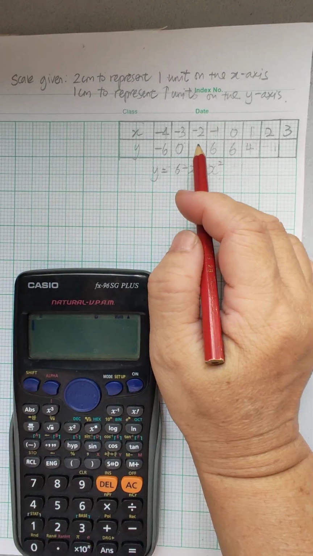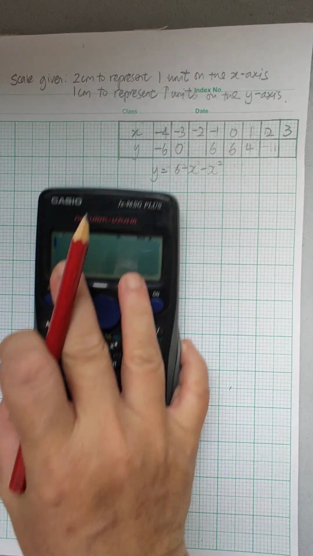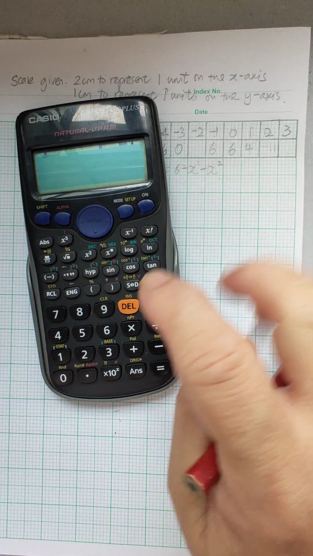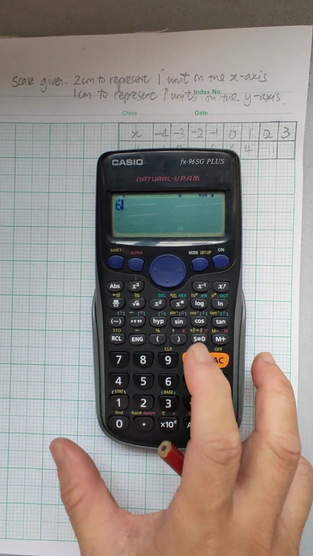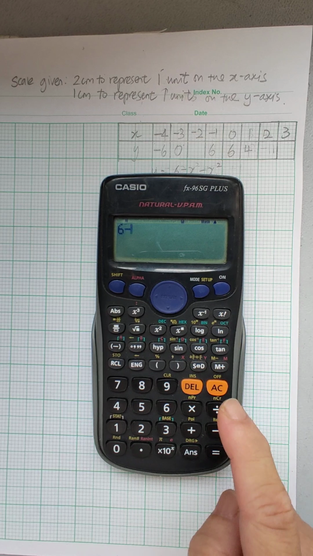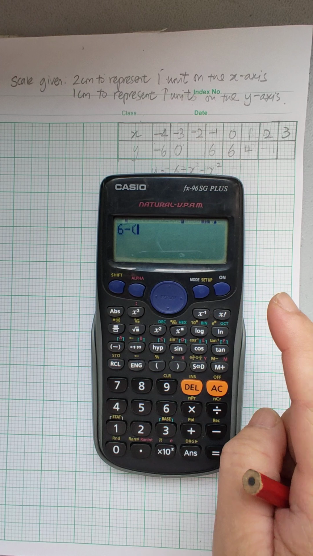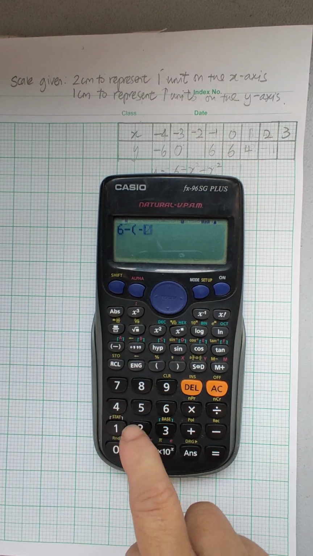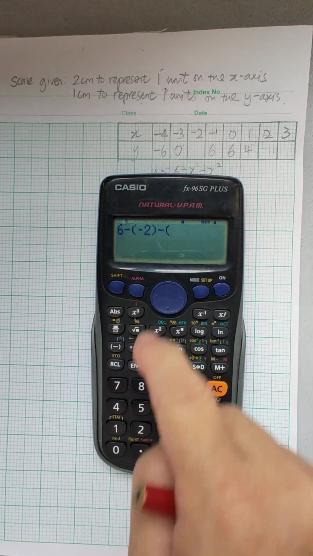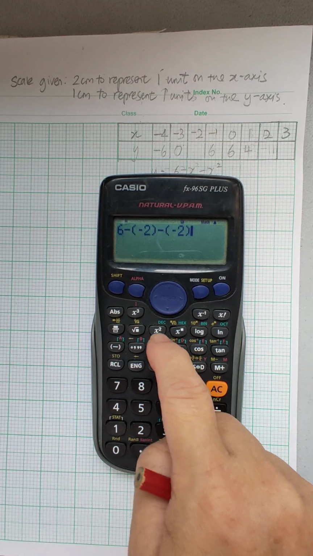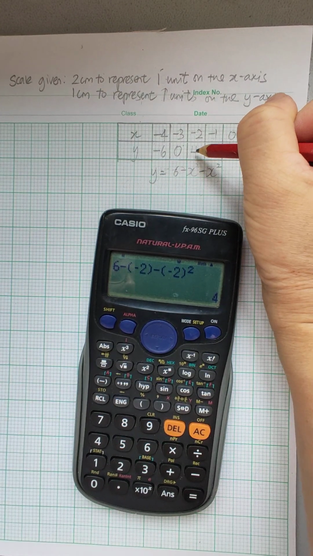I'm going to show you how to do it correctly, because this can be a bit tricky. There's a negative here, also a negative here, so you need to be very careful. Key in 6 first on the calculator, then minus. There's a negative there, can you see? Then you need a bracket, make sure the bracket is there, followed by -2 for your x coordinate, close the bracket, minus, open bracket again, key in -2, close the bracket, to the power of 2. So you should get 4. When x is -2, the y coordinate is 4.